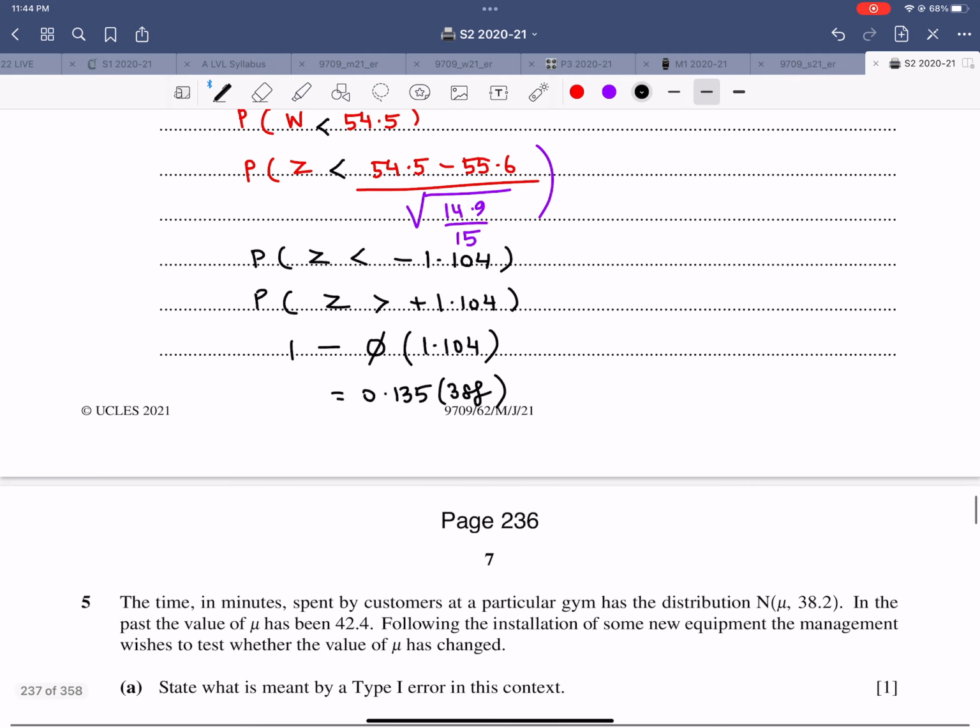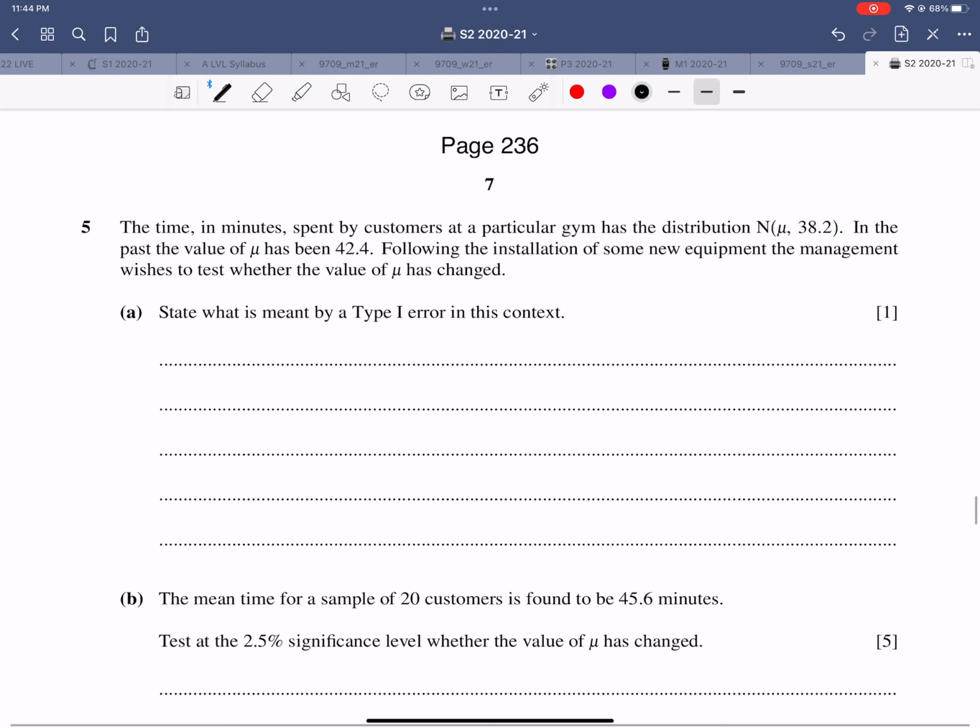It says the time. So let me grab this thing first. And it says the time spent by customers at a particular gym has a distribution such and such. In the past, the value of mu has been 42.4. Following the installation of some new equipment, the management wishes to test whether the value of mu has changed. So has it changed for the better or for the worse? We don't know. It has changed, so it looks like a two-tailed test.